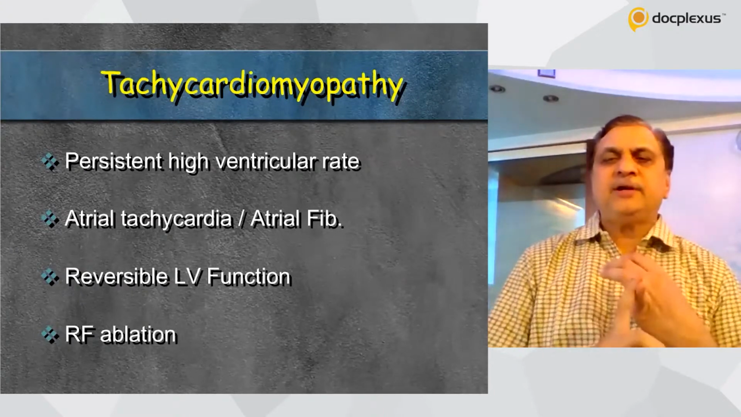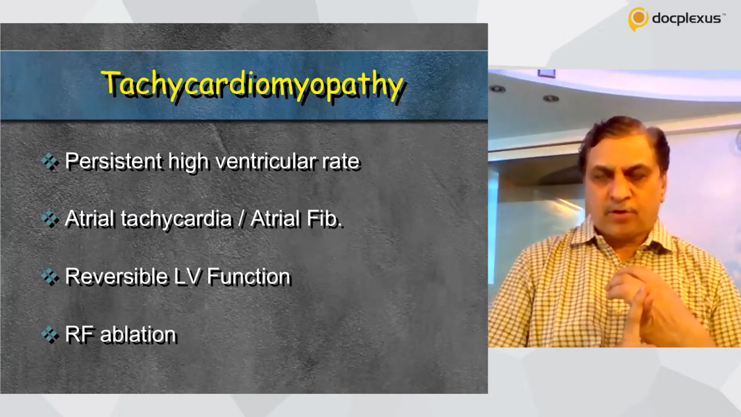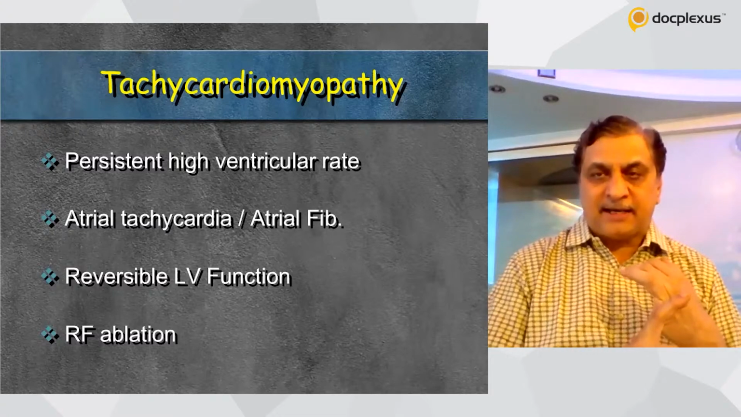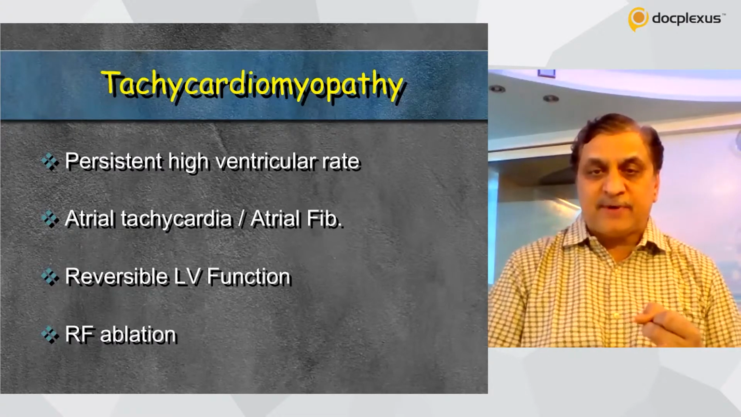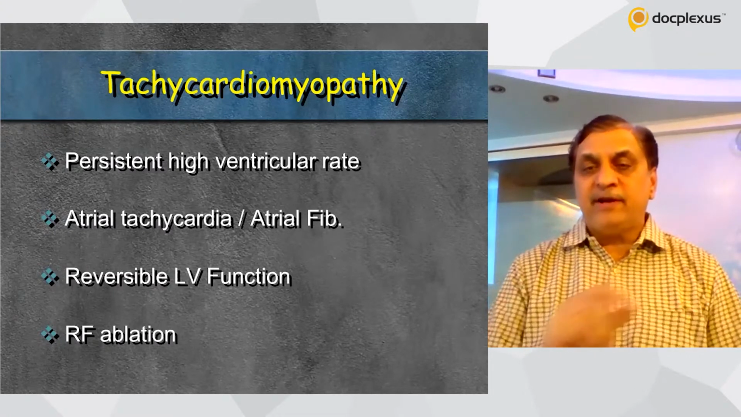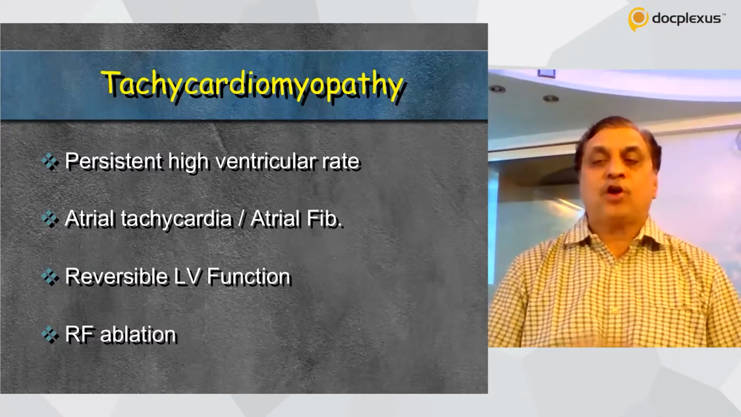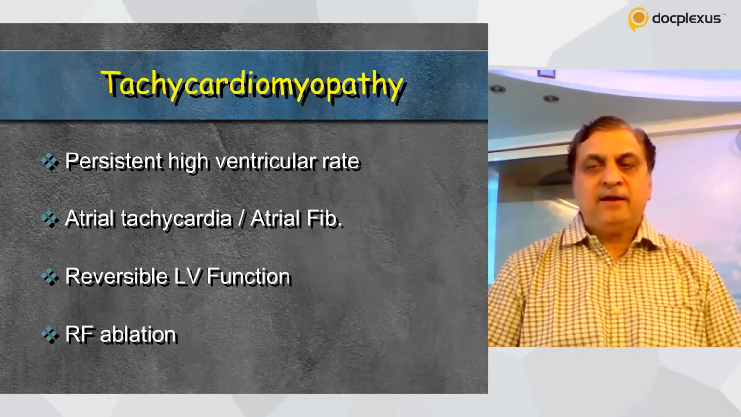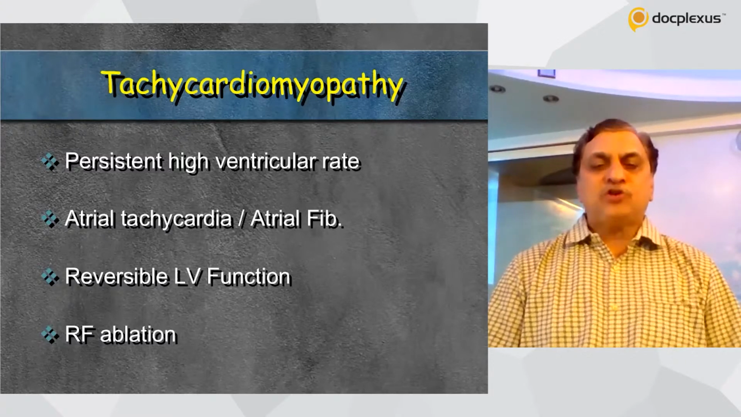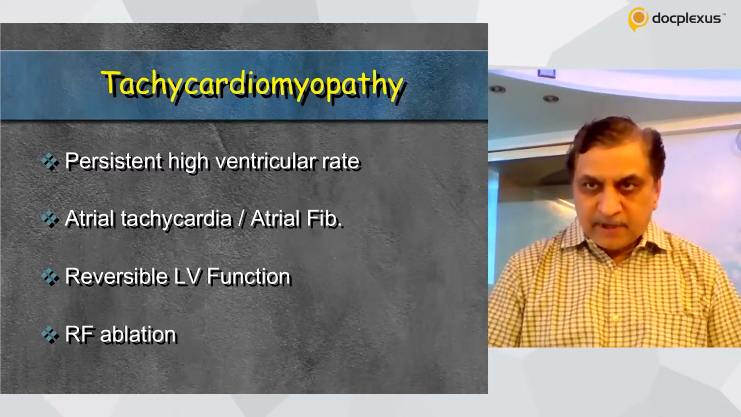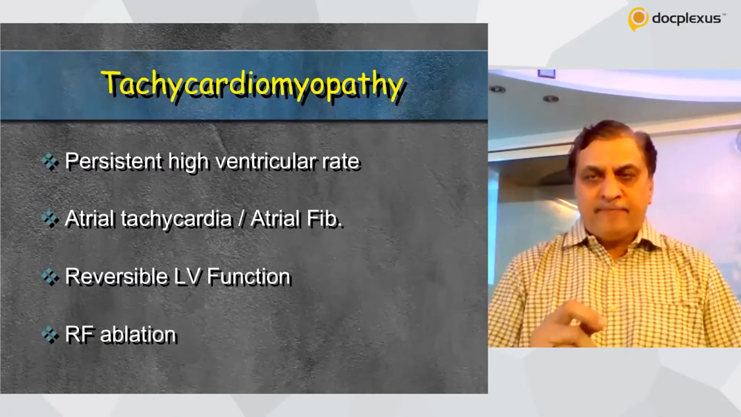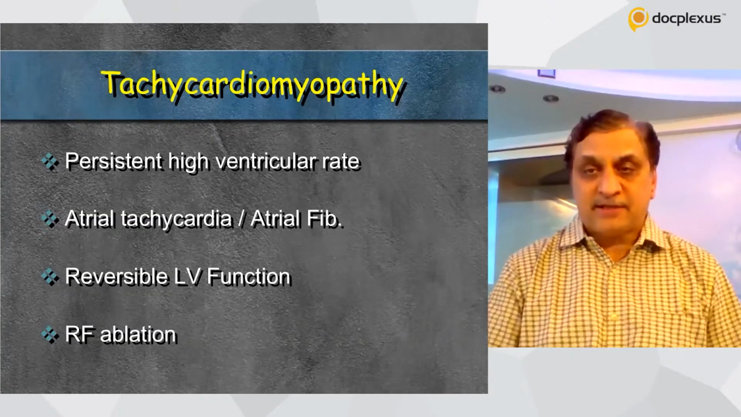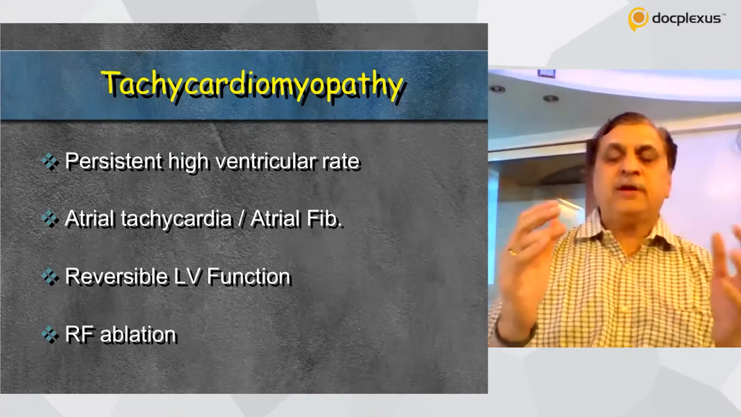That means persistent high ventricular rate, okay, because of any cause. It's usually an incessant atrial tachycardia, or as I mentioned, in rheumatic heart disease patients, atrial fibrillation with a very fast ventricular rate for a long time causes LV dysfunction. And the important point is, you must know that this is a reversible process. If my tachycardia is controlled, then I can reverse the LV dysfunction. That's important.